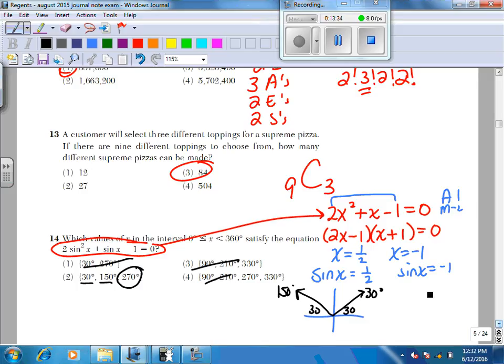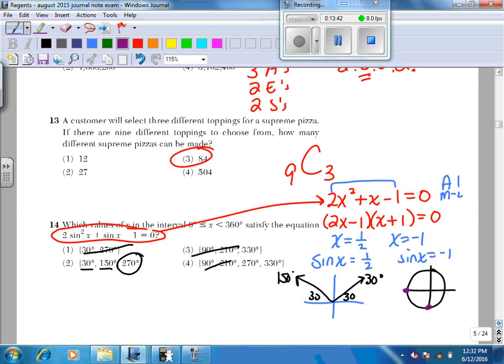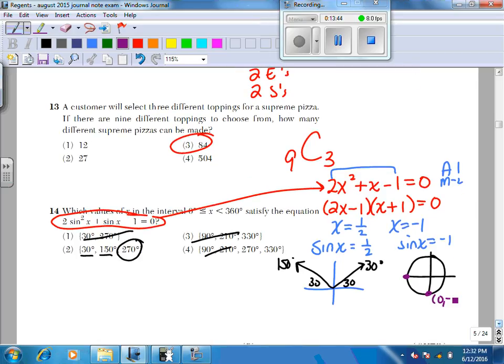Where's this 270 coming from? Well, if we look at our unit circle, sine negative 1 is right here. If I go to that point on my unit circle, I'm at (0, negative 1). Sine is the y value, so at 270 degrees, sine is negative 1. Choice 2.